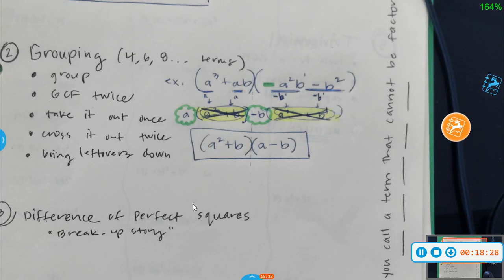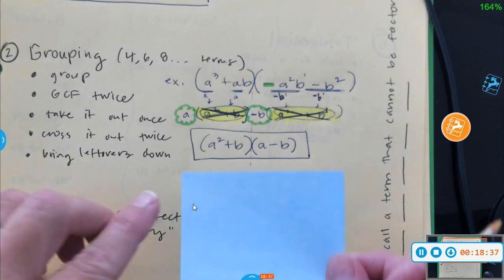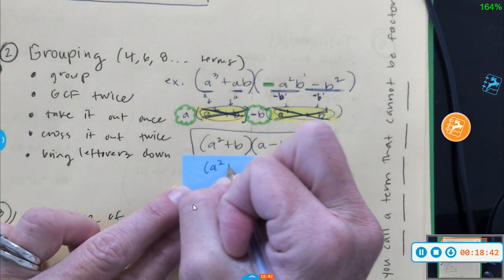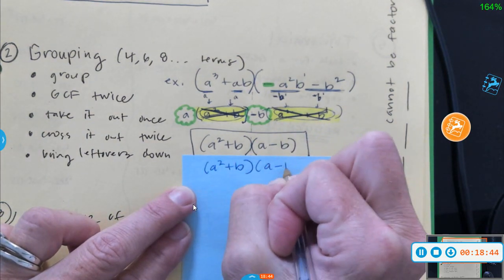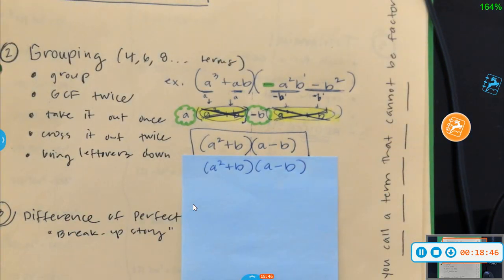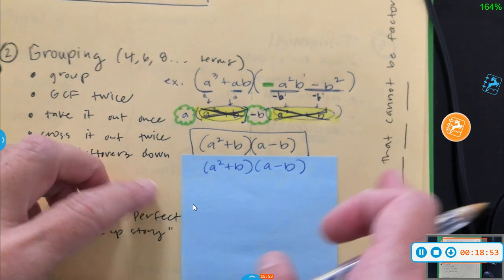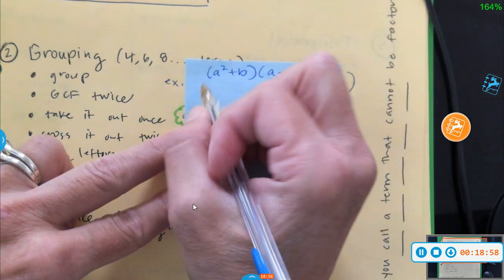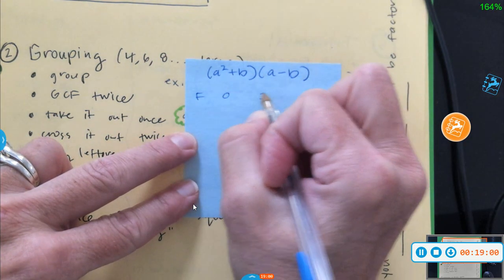All right, let me show you the connection between factoring and what we did on Thursday. If you take this answer right here, I'm going to write it on my note card: A squared plus B, and then A subtract B. That was my answer. I'm going to FOIL it out, or you can do the box method. So let's FOIL this out. First, outer, inner, last.